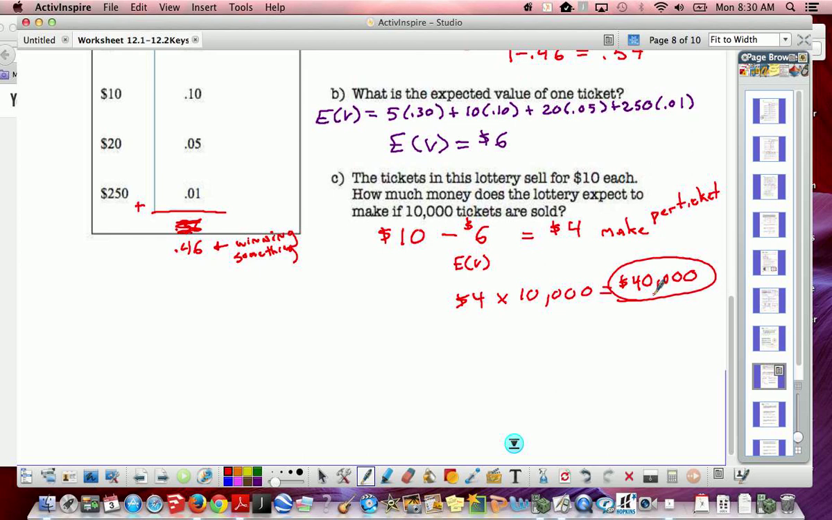Not bad. Now you know how the state of Minnesota makes millions of dollars on those scratch-off lottery tickets. All right, that ends that worksheet.